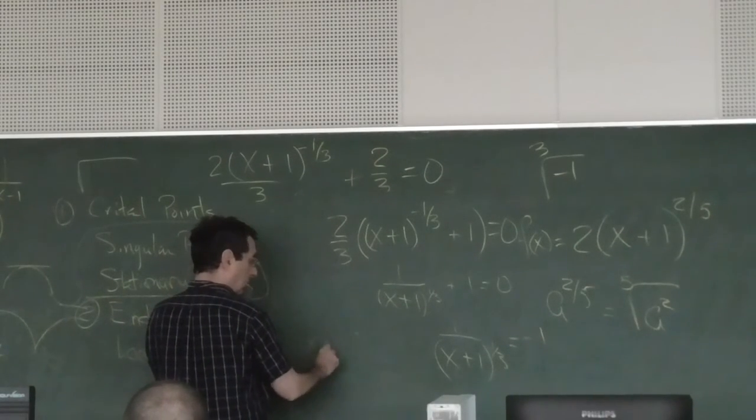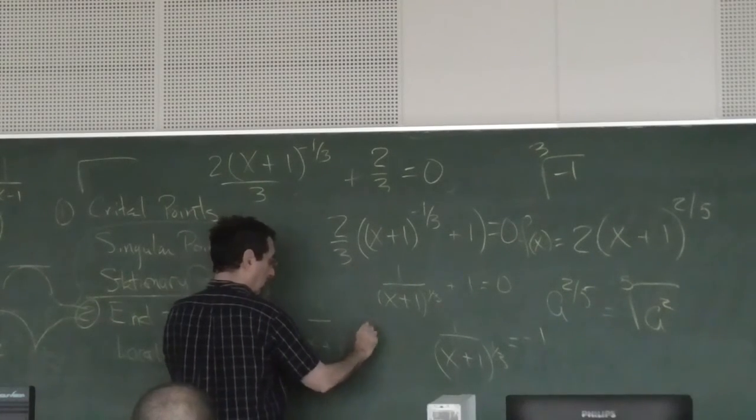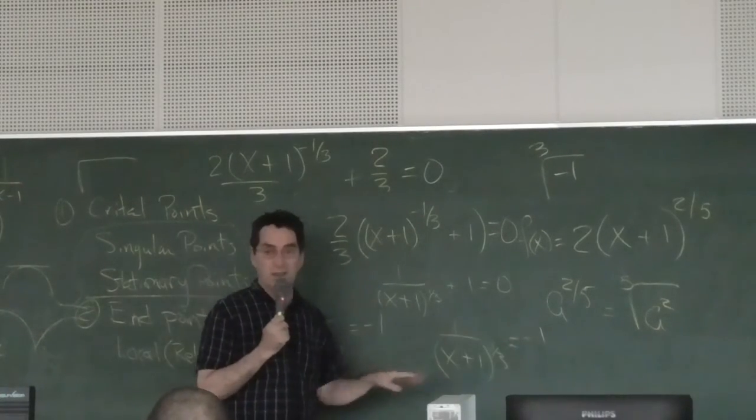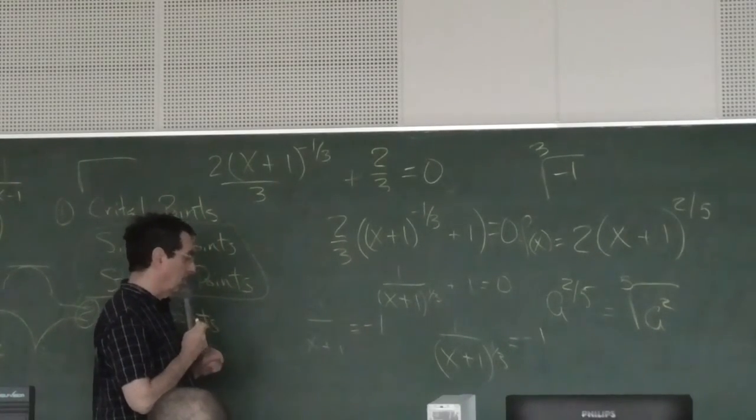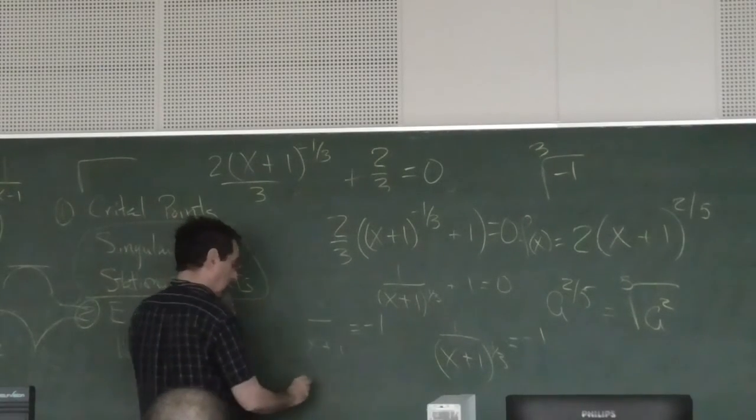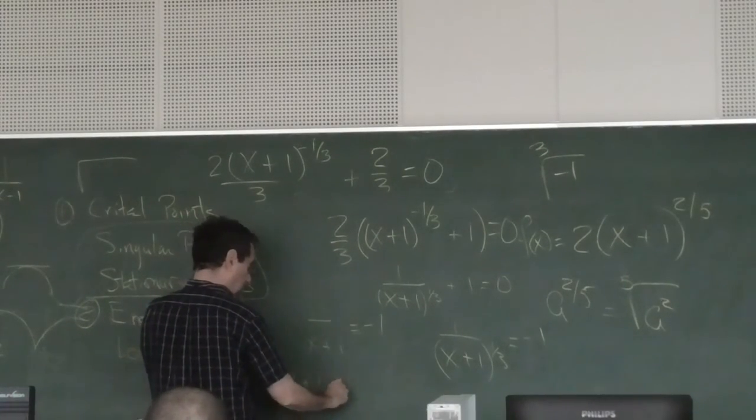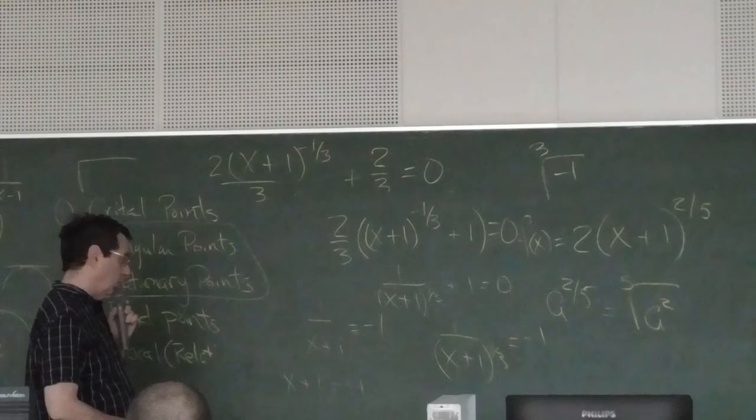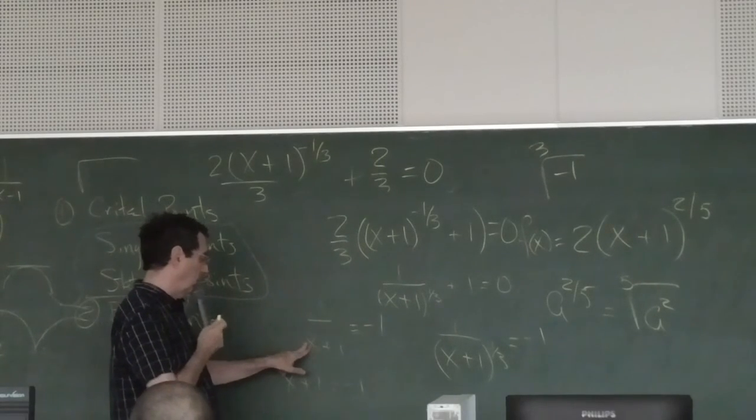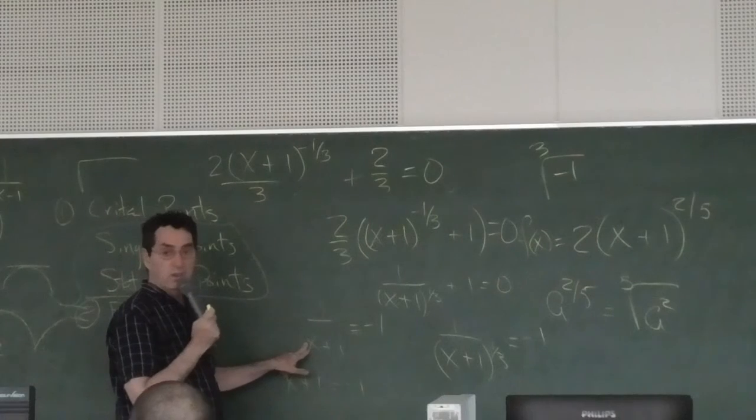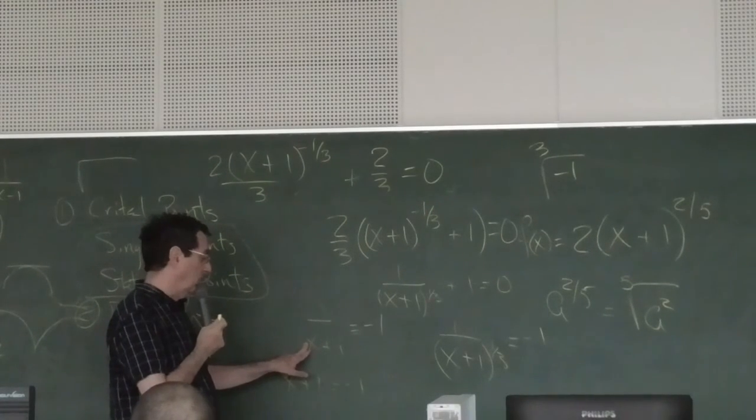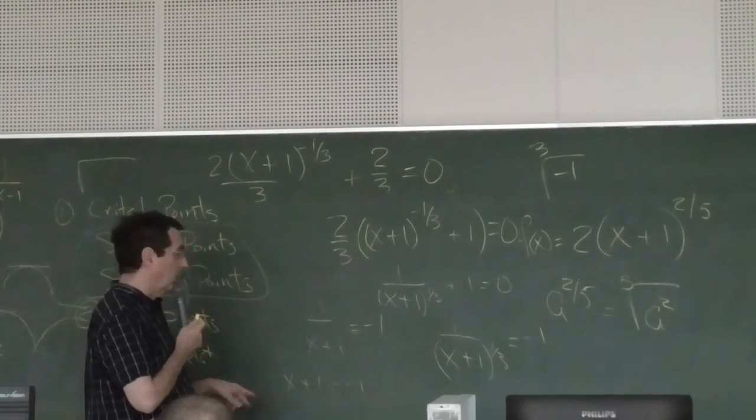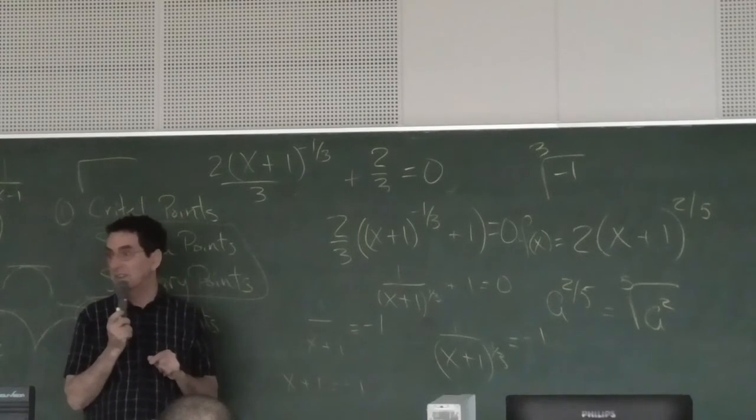You get x plus 1 equals negative 1. Right, if we cube this and we cube that. So what about that? Does that have a solution? That gives me x plus 1 equals negative 1, is that right? So if x equals negative 2, does that work now? Yeah, no. If x equals negative 2, then this equals that. So there is a place where the derivative is 0, I think.